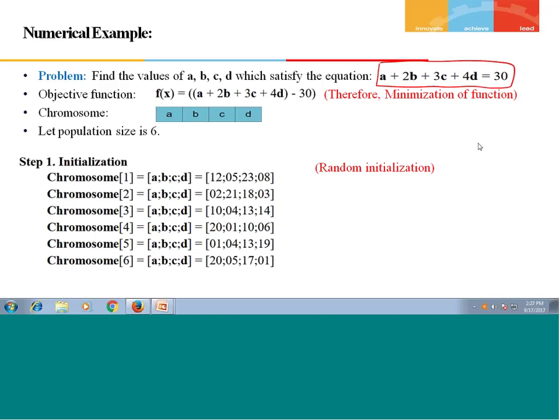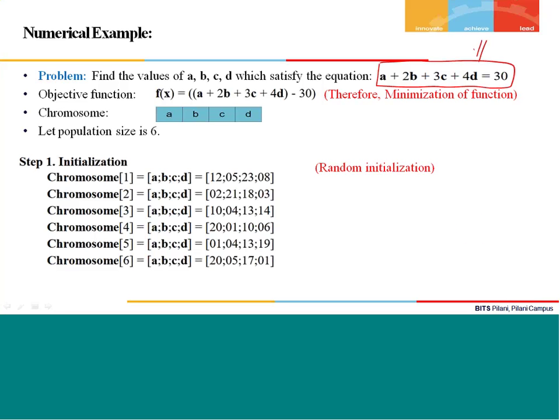Okay, so my objective is to find the solution of this equation. I have the equation a plus 2b plus 3c plus 4d equals 30, and now I want to find out what the values of a, b, c, d are, right? So this is the equation. This is the objective of my function. The objective of my problem is to find the values of these variables a, b, c, d.